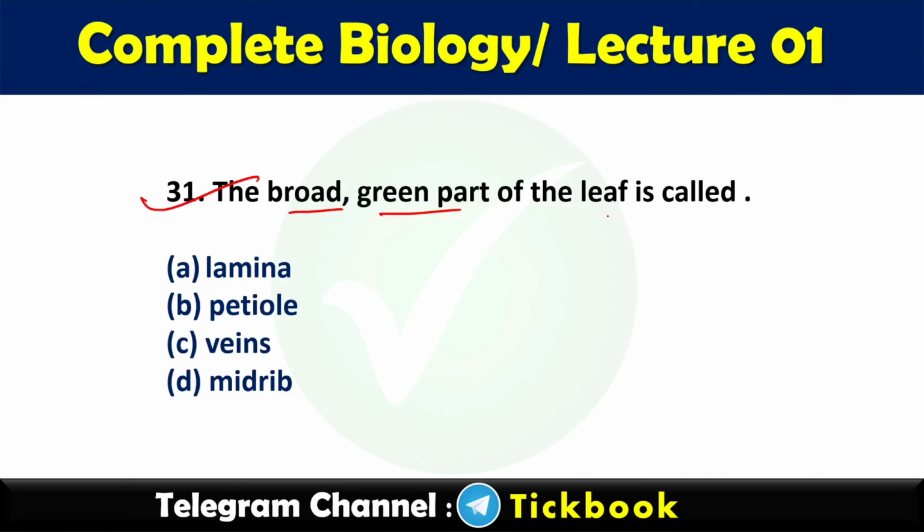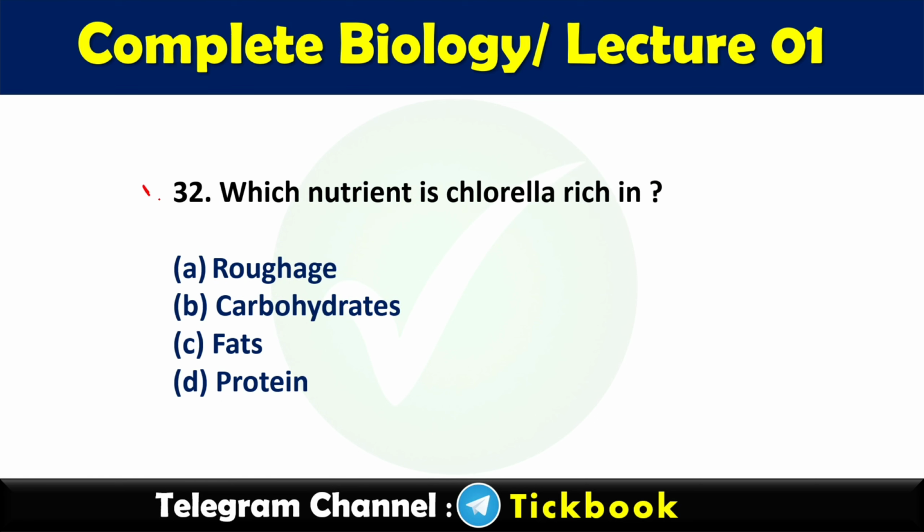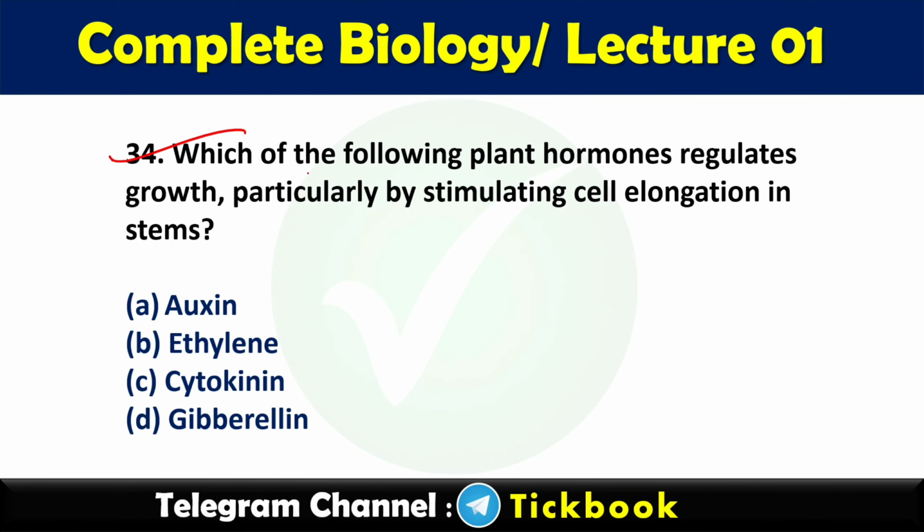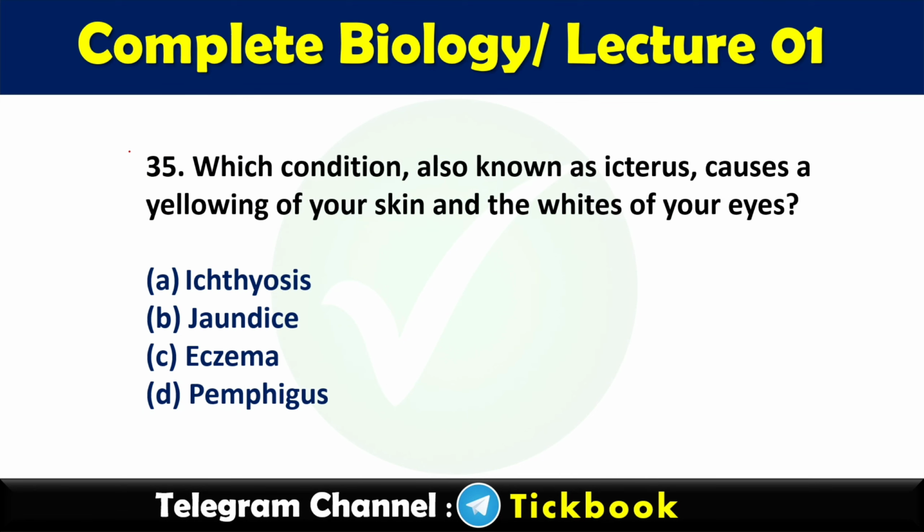31. The broad green part of the leaf is called? Option number A, lamina. 32. Which nutrient is chlorella rich in? Option number D, protein. 33. Iron, iodine and zinc can be considered as which of the following? Option number B, micronutrients. 34. Which of the following plant hormones regulates growth, particularly by stimulating cell elongation in stems? Option number A, auxin.